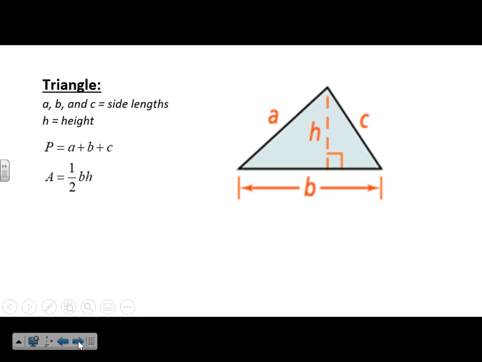For a triangle, A, B, and C are all side lengths, and then H is the height. Now, if it's a right triangle that looks like this, then this side can also be the height, because that's how tall your triangle is. But it's not always like that. So you guys hopefully know this. The perimeter is A plus B plus C, all the sides added together, and then the area is 1/2 base times height.